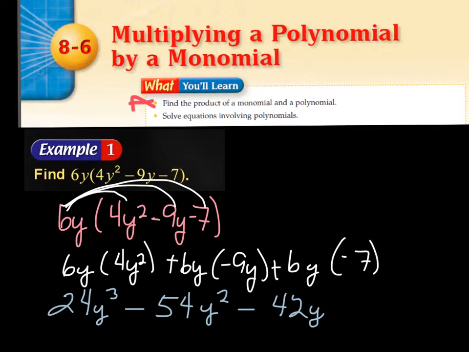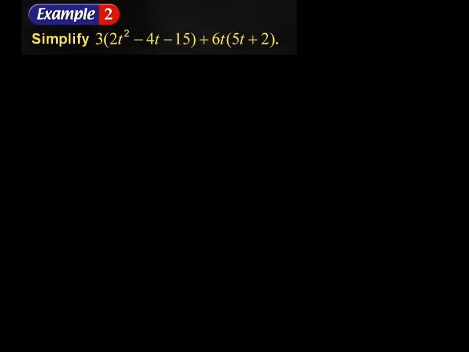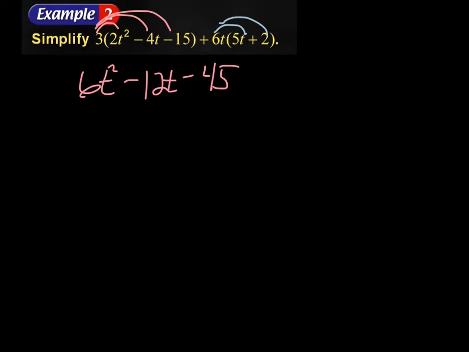We can also look at expressions that have more than one multiplication by a monomial in them. So the 3 is outside that polynomial, so I need to take 3 times all 3 terms. So that's going to give me 3 times 2 is 6, just going to say t squared minus 12t minus 45. And then the same thing, I'm going to take 6t times both of those terms. So it's going to be plus 30t squared plus 12t.